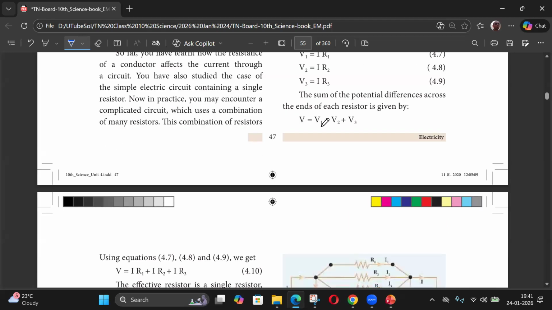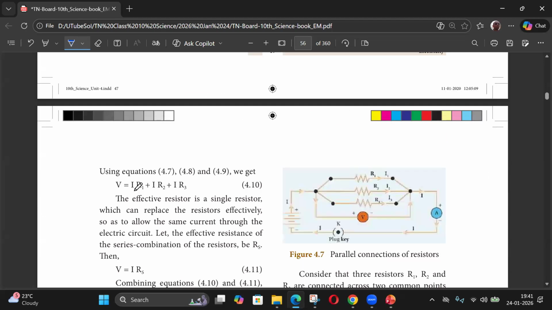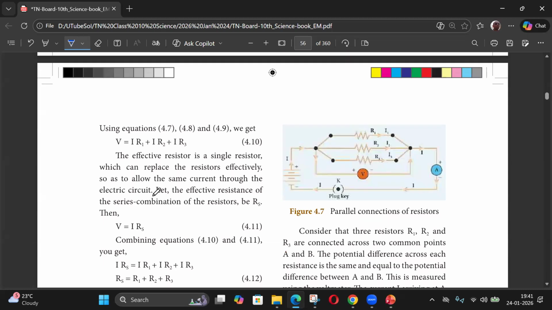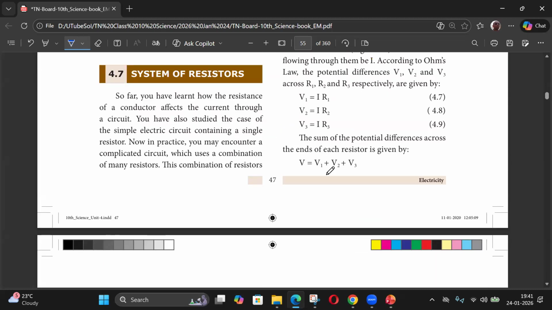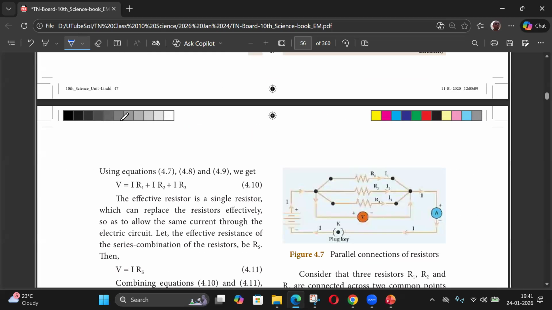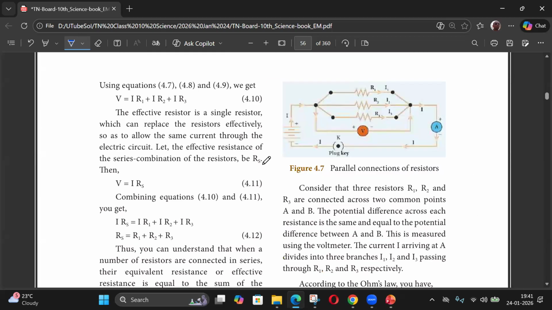And this V1 I can write in terms of individual resistors. Ohm's law applied to R1: V1 is the potential across R1, right? So by applying Ohm's law to R1, I'll get this one, and similarly for R2 and R3. So current is common. So that series combination I'll replace by a single resistance of value RS.